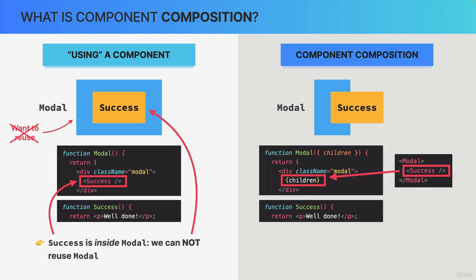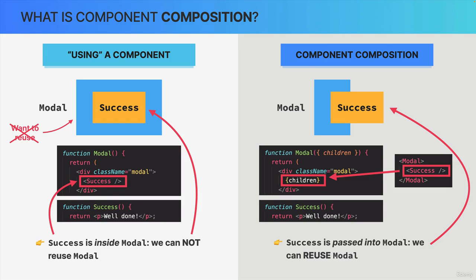And if you need a minute to analyze this code a bit better, feel free to just pause the video right now. Because I want you to really grasp the fundamental difference here. So in the first example, the success component is really tied to the modal. And so that modal might as well be called a success modal, because we can't use it for anything else anymore. But with component composition, we simply passed the success component right into the modal and composed them together in this way. And again, this works thanks to the children prop.